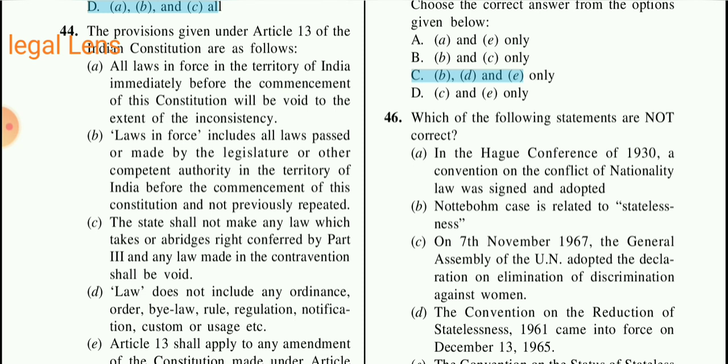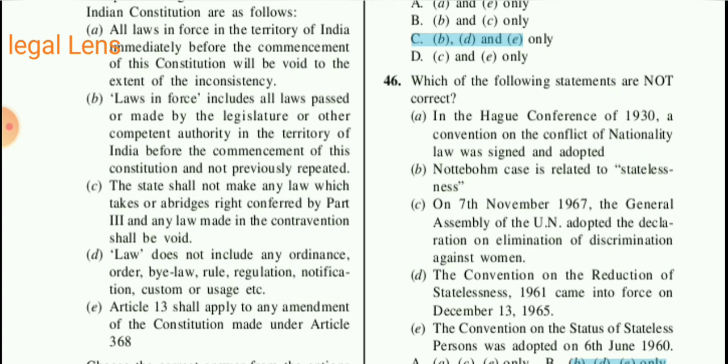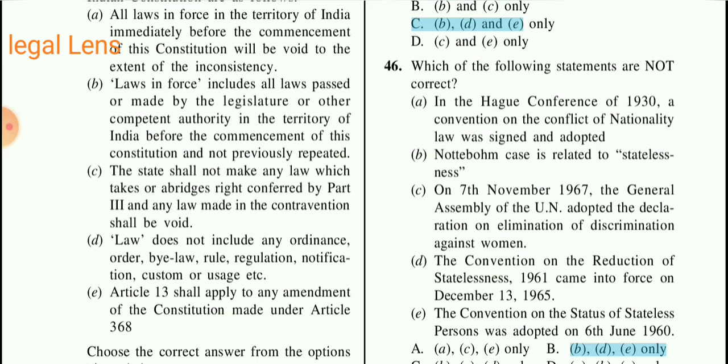Then B: the law enforced includes all the laws passed or made by the legislature or other competent authority in the territory of India before the commencement of this Constitution and not previously repealed. The next one is: the State shall not make any law which takes away or abridges rights conferred by Part Third, and any law made in contravention shall be void.